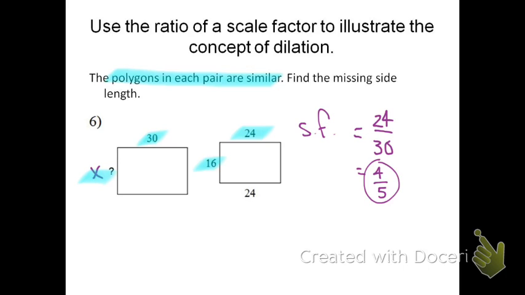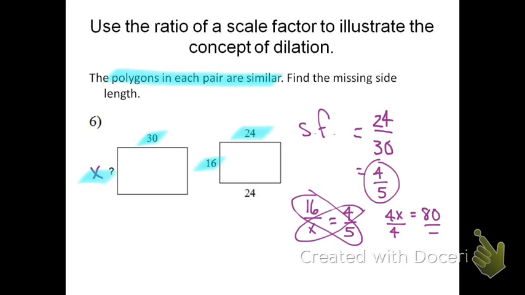Next, let's take 4 over 5, and now we can bring in our 16 over x equals 4 over 5. Now what we want to do is cross multiply, because we're going to set a proportion. So we have 4x equals 16 times 5, that's 80. So we have 4x equals 80. Then if we divide both sides by 4, we get that x equals 20. Okay, and that missing figure there is 20.